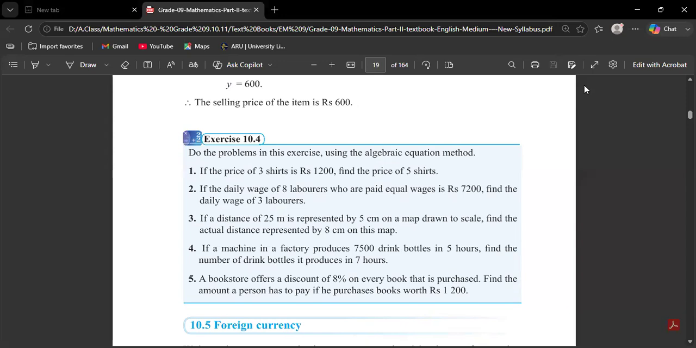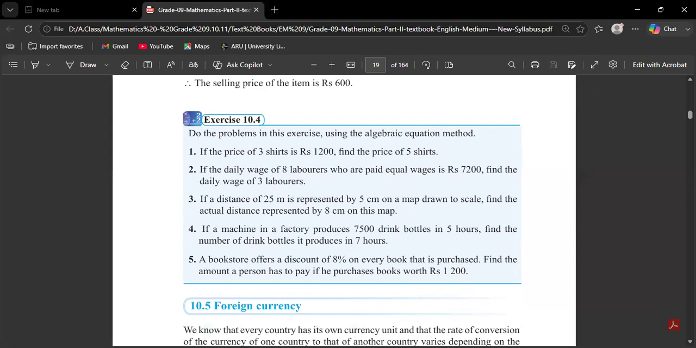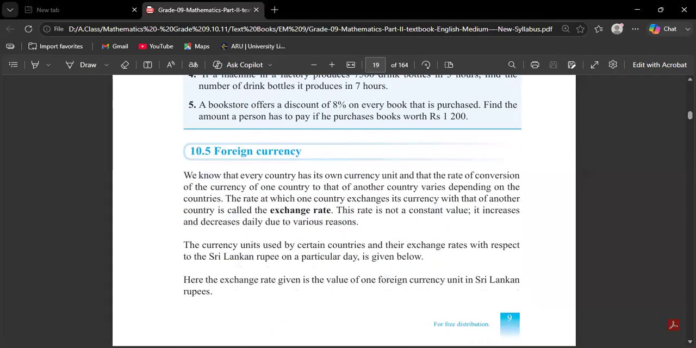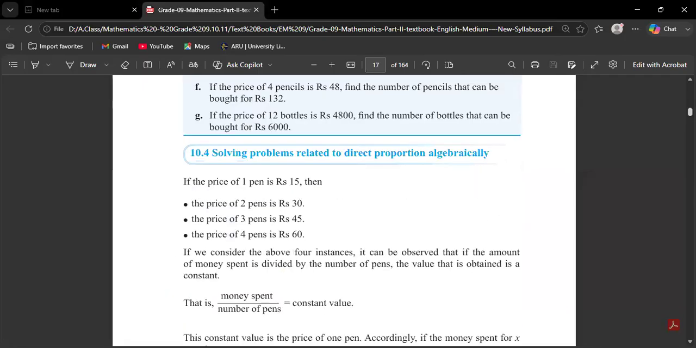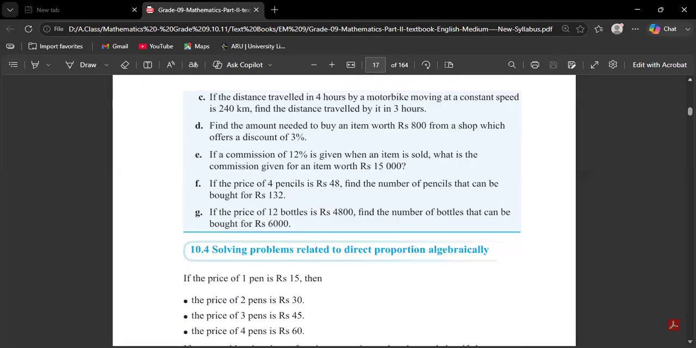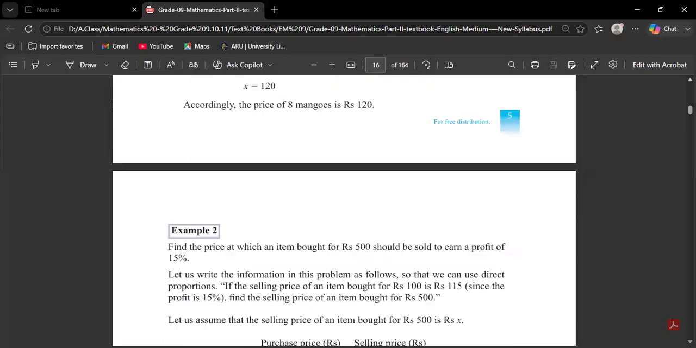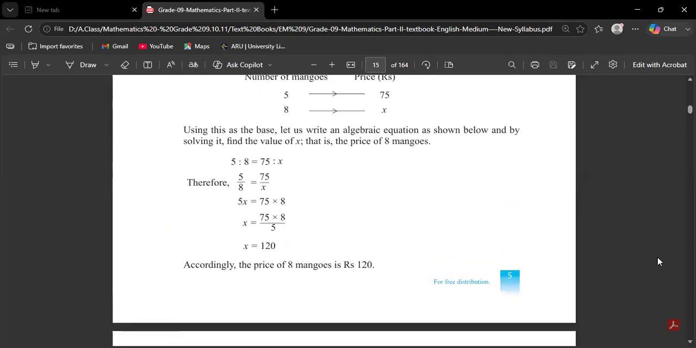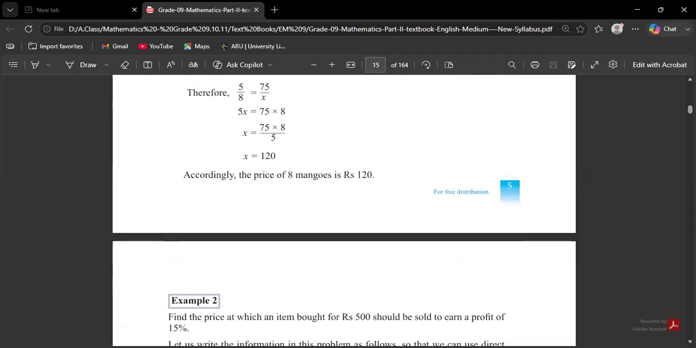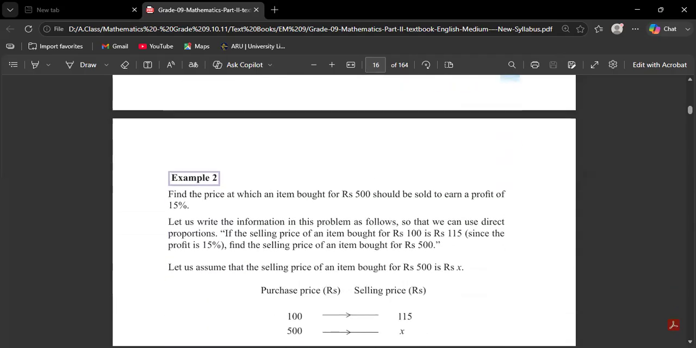No need to learn these three methods, because of the time. Maybe you learned them from that one school. That's okay. So we have to discuss that one, the direct proportion, not algebraically, actually this one. There is another type actually, not the same method, another type.